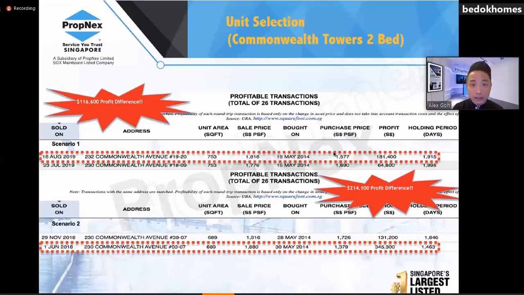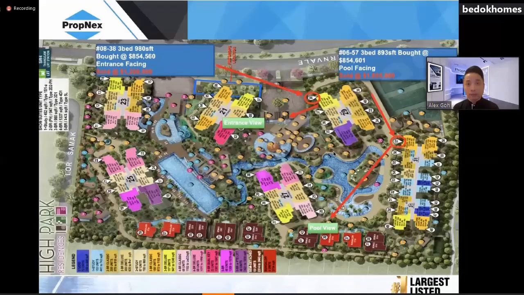Okay. So next, I'm going to share with you another example, which is in Hyde Park Residences. Okay, so where is Hyde Park? Hyde Park is in the Seletar area, Fernvale area. So we look at this Hyde Park, unit 0838, stack 38, facing the gate, and 0657, stack 57, facing the pool. The gate facing means that your living room faces the gate. Every day you sit there, watch TV, you will see cars coming in.